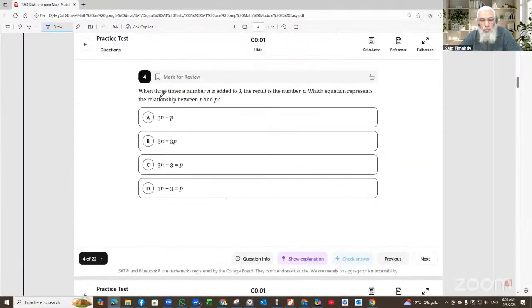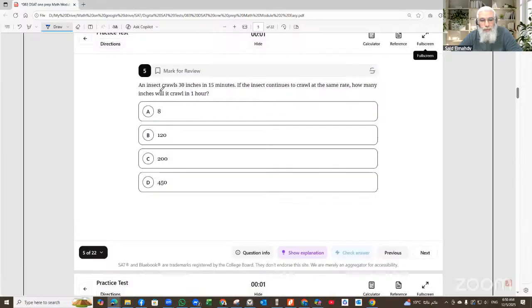This one: when 3 times a number n is added to 3, the result is a number p. Which equation represents this? So this is the solution.